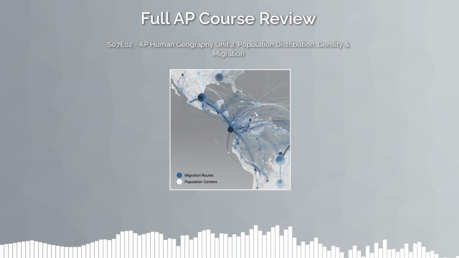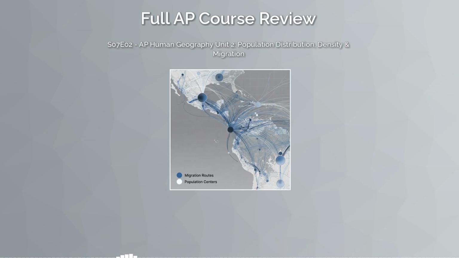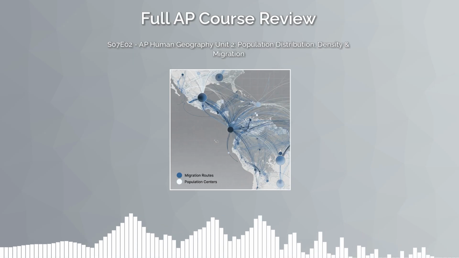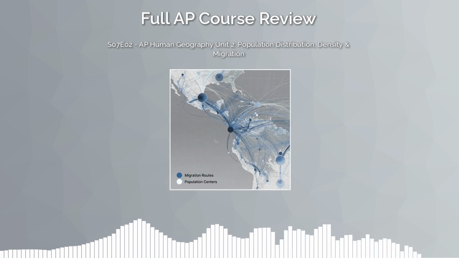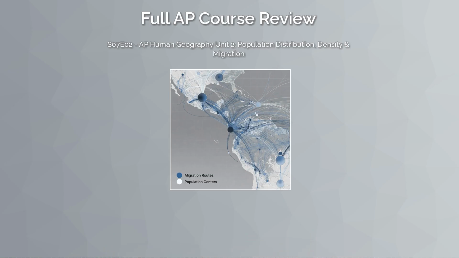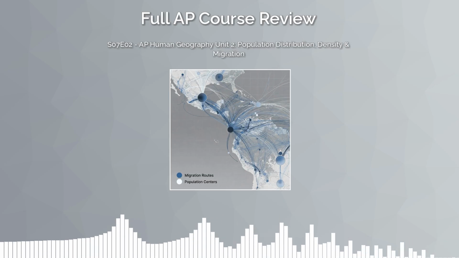Third, watch for ecumene versus non-ecumene. The ecumene is the permanently inhabited portion of Earth's surface, while the non-ecumene refers to areas too harsh for permanent settlement. The AP exam has used this vocabulary directly, so know it.